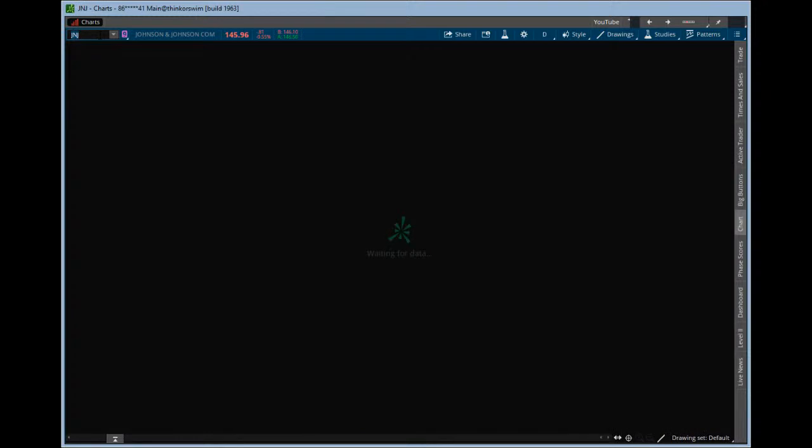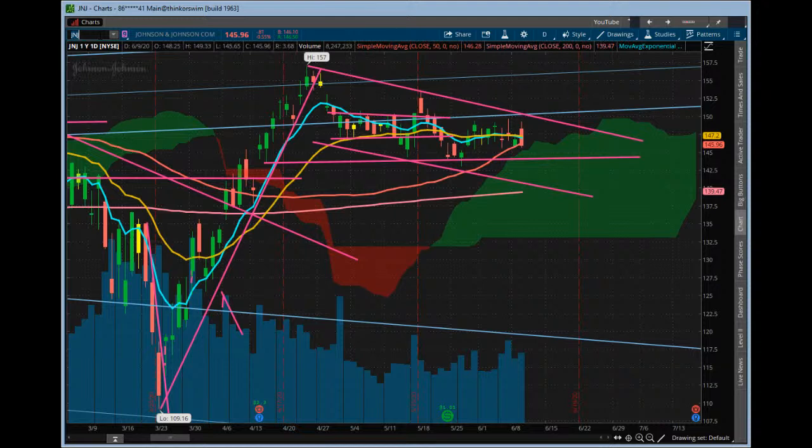J&J. Last time I looked at this thing, it was still choppy. Yeah, still in the chop zone right there. Possible big flag it's working on, but needs to break out of there one way or the other. And then Chug.